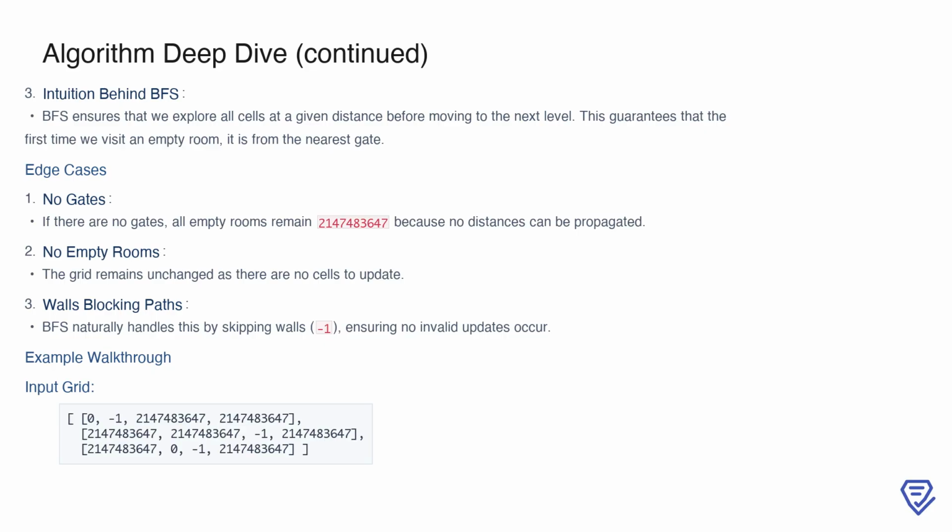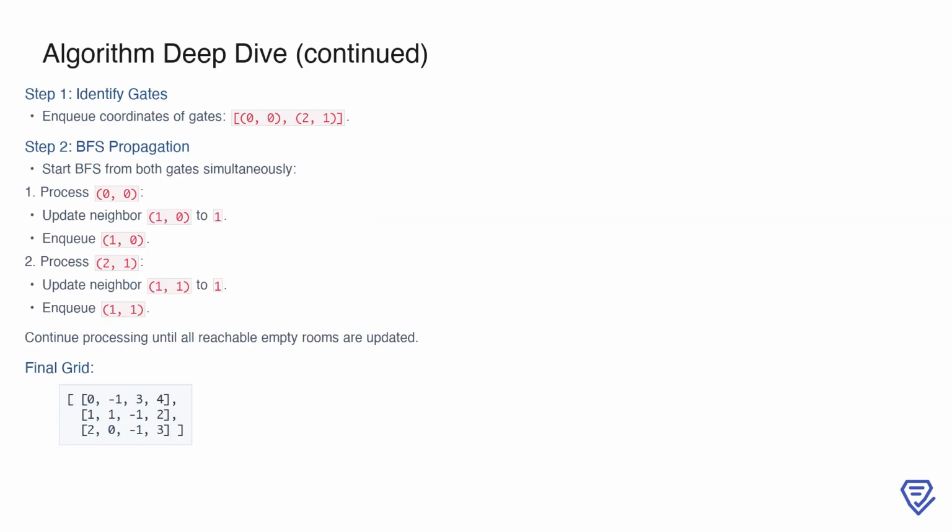To illustrate, consider an example grid. It contains gates, walls, and empty rooms in specific positions. By applying the algorithm, we can see how distances propagate from the gates, accounting for these edge cases. Let's break down the example grid step by step.